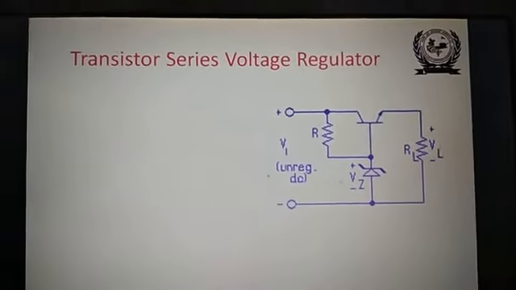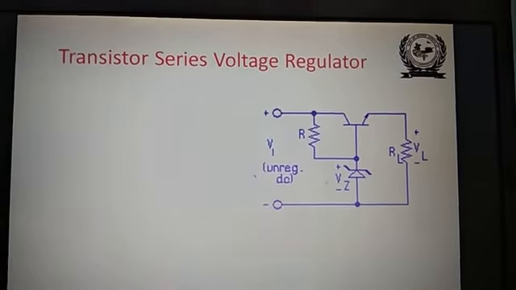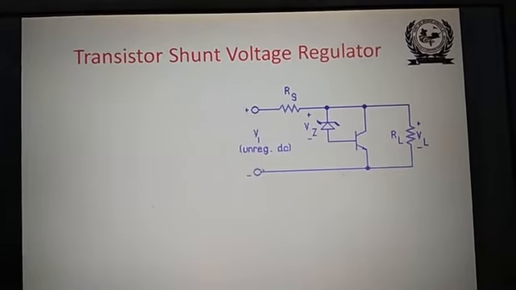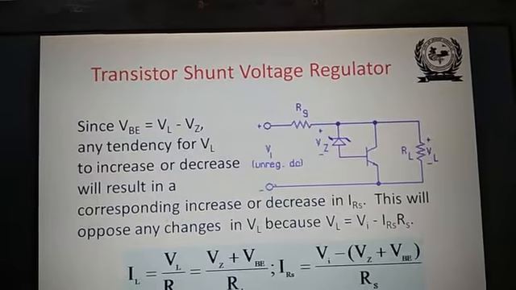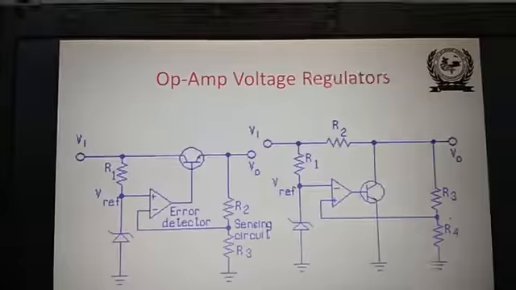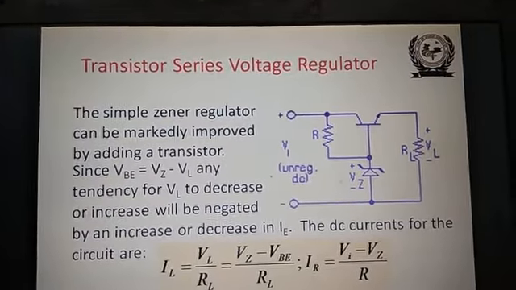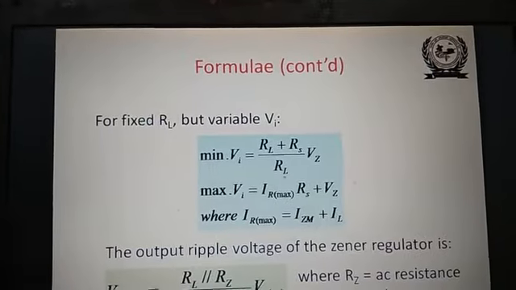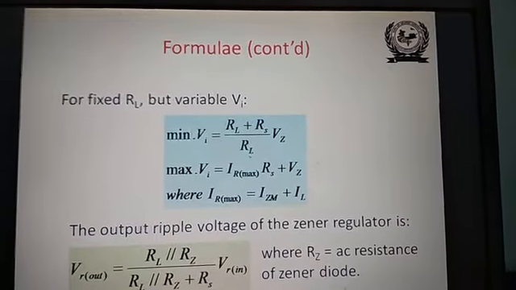In the next video, we will go for the other regulators which are in your syllabus, that is transistor series voltage regulator, transistor shunt voltage regulator, and the op amp regulators, and another is the IC 723 voltage regulator and 3-pin regulators. So today we have discussed the Zener diode regulator completely in detail along with the formulas.